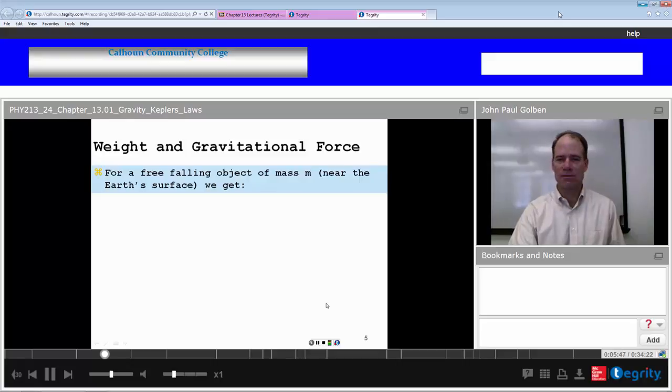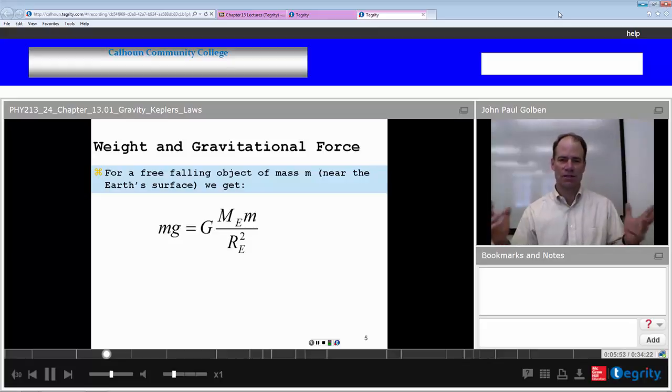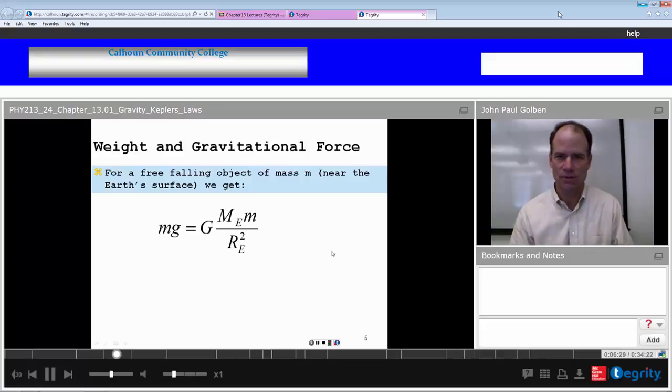For a freely falling object of mass m near the Earth's surface, the weight of this mass, mg, is equal to the force of attraction between the Earth and the mass, which would be G times the mass of the Earth times the mass of the object, over the distance between them, the radius of the Earth, squared. So if you're anywhere near the surface of the Earth, your weight, which is mass times g, the little g that we know and love, 9.80 meters per second squared, is really due to the gravitational attractive force between you and the Earth at a distance of the Earth's radius.